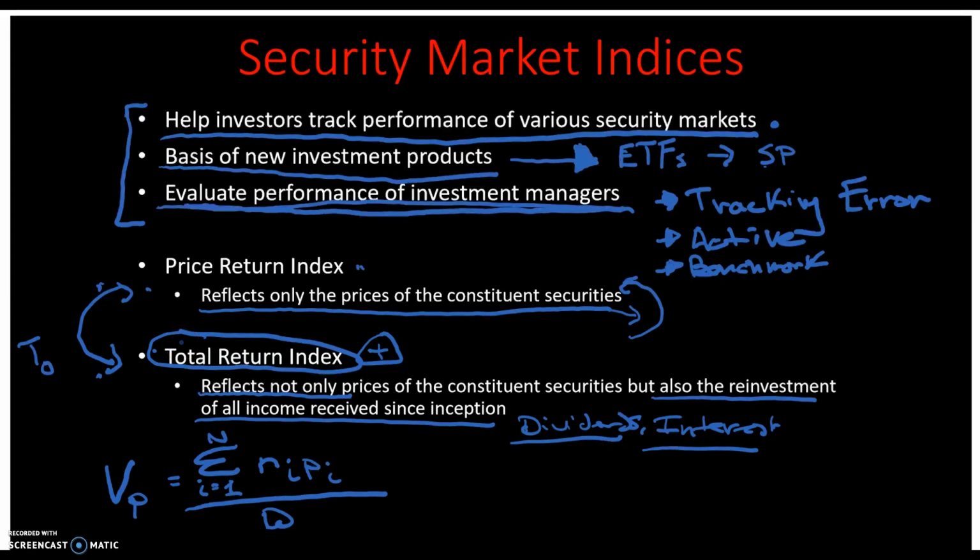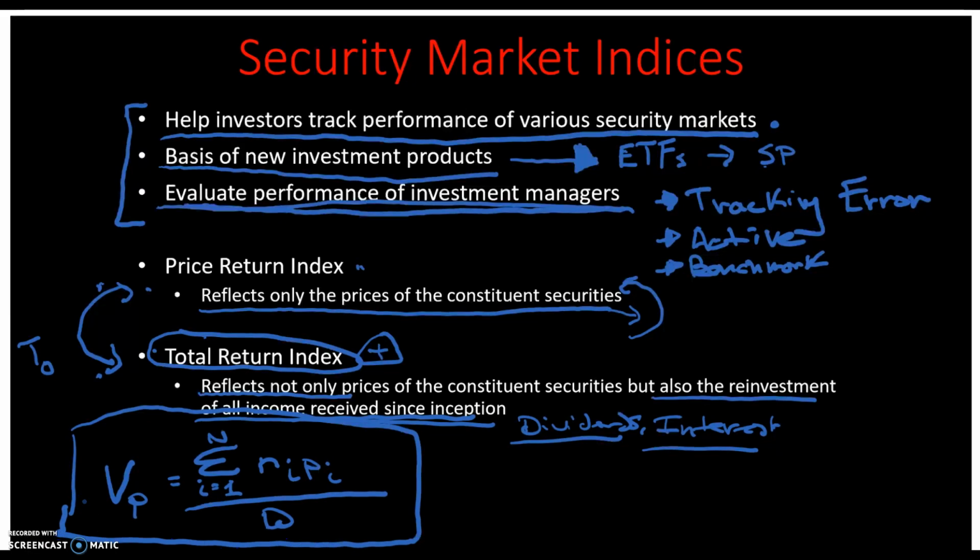Now, on a total return index, we would have to add in the additional reinvestment of income, and we'd have to change this formula a little bit. But we're just going to focus today simply on the price return index, and this would be the formula that we would use. Okay, so let's go to the next slide.